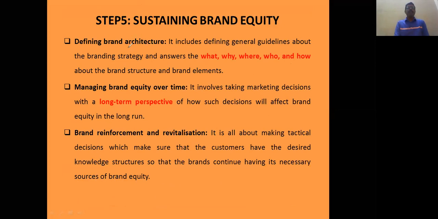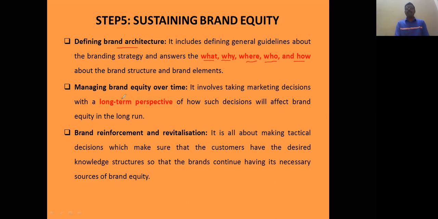Next one is define brand architecture. Brand architecture means what are the elements associated with the brand, why is the brand profitable, where is the targeted market located, who is the targeted market, and how to reach the potential customers. All these WH questions dictate what brand architecture is.